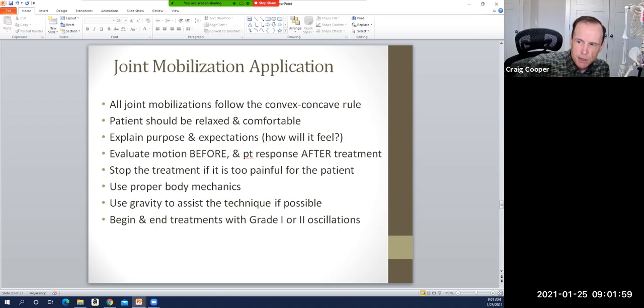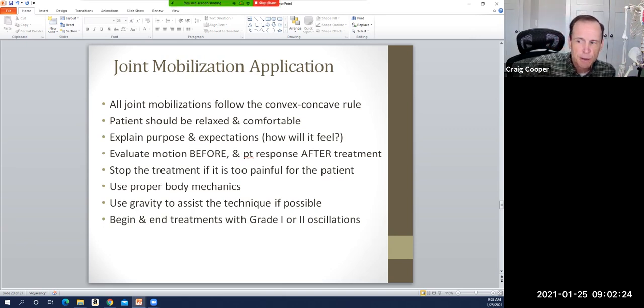We want the patient to know what it feels like if we're trying to do a grade 1, a grade 2, a grade 3, a grade 4. And we want to look at their motion. Before we did it, how far can you lift your arm? Okay, let's mobilize that shoulder. And now how far can you lift the arm? Oh, look, you can go 10 degrees further. It worked. So we want to be able to assess whether what we're doing is actually accomplishing what we think it is or what we should.